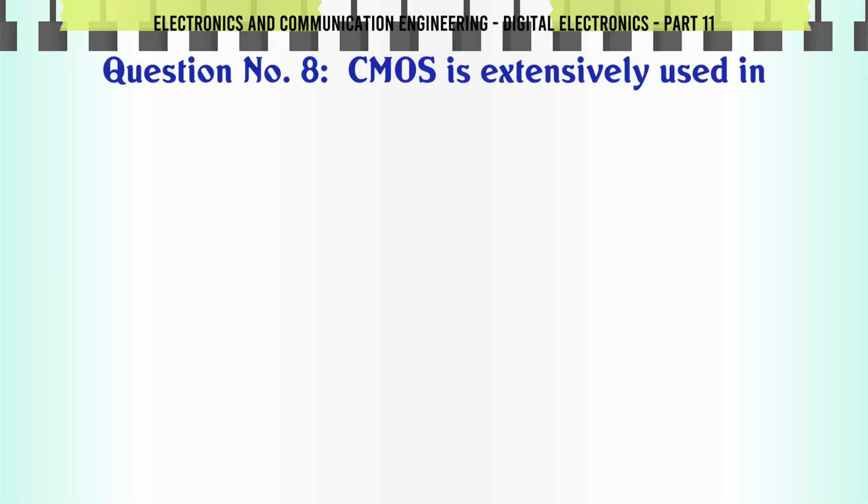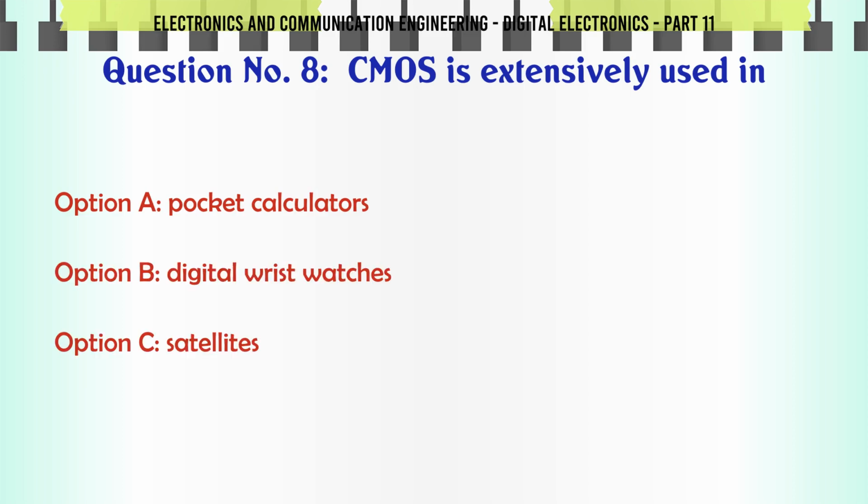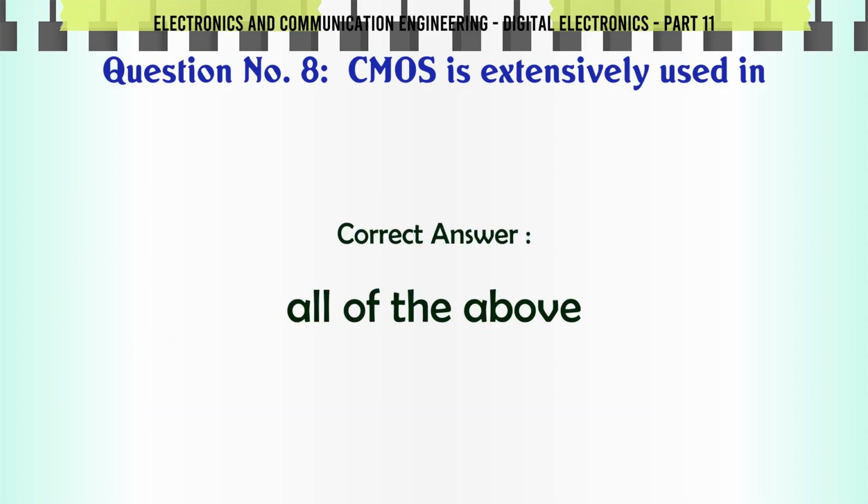CMOS is extensively used in: A, pocket calculators. B, digital wrist watches. C, satellites. D, all of the above. The correct answer is all of the above.